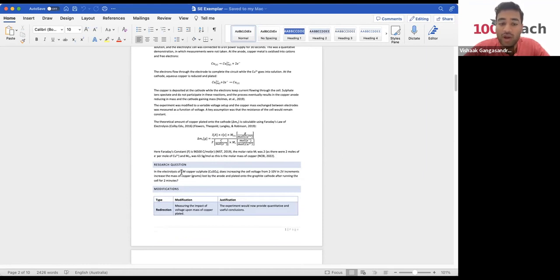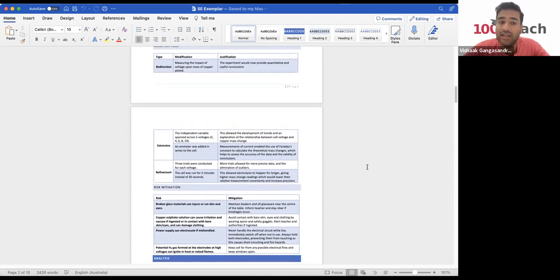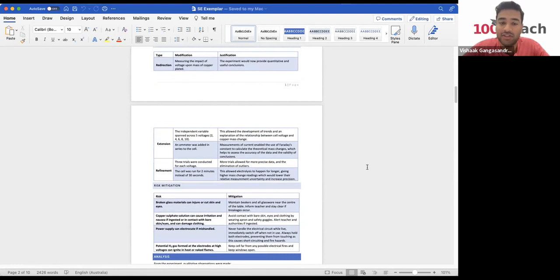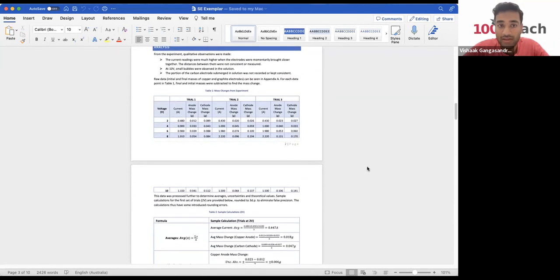Again, very specific, 1 molar copper sulfate, increasing cell voltage from 2 to 10 volts. So be very specific how much you're increasing it by, what range, in 2-volt increments, and measure the increase in the mass of copper in grams, right? After running the cell for 2 minutes, okay? Modifications, they've written their modifications here in table format, very, very easy to give marks to. Risk mitigation, quite quick. Analysis, right?